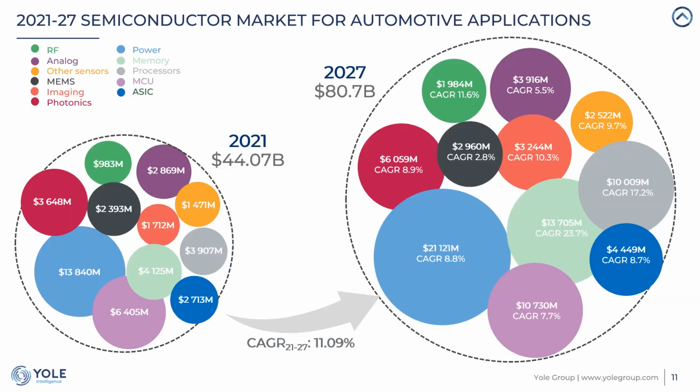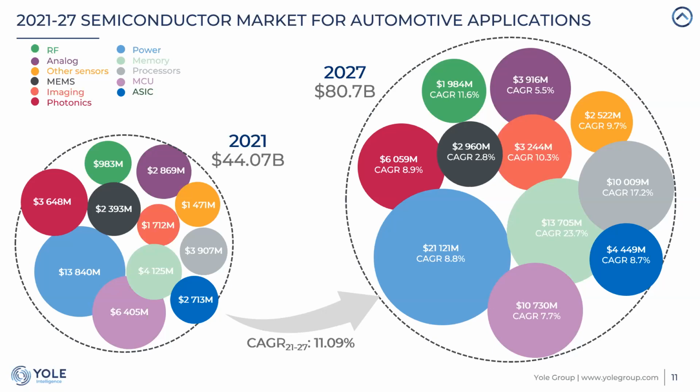So let's start with the market value. In 2021, we have estimated that the semiconductor market for automotive was 44 billion US dollars. If we see the split, we can see that most of the value is for power devices, but we have also big numbers for imaging, photonics, MCU, processor, and also RF or MEMS devices. In 2027, we estimate that the semiconductor market for automotive will be above 80 billion US dollars.